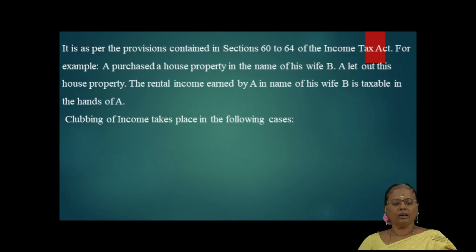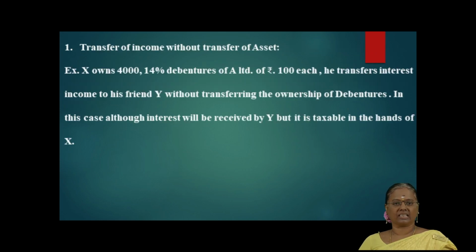For example, Mr. A purchased a house property in the name of his wife B. A let out this house property. The rental income earned in the name of his wife is taxable in the hands of A. The provisions of clubbing of income are contained in sections 60 to 64 of the Income Tax Act. The following are the cases where clubbing of income takes place.